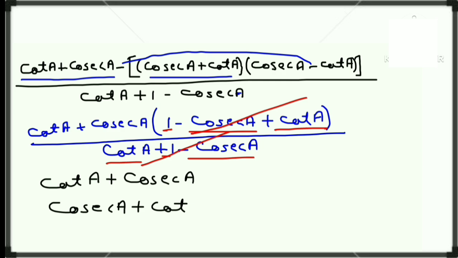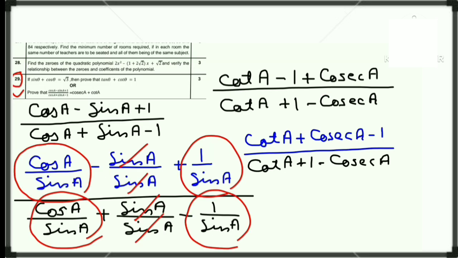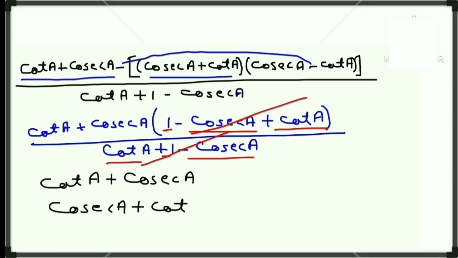Now, according to this question, we had to prove cos A minus sin A plus 1 by cos A plus sin A minus 1 is equal to cosec A plus cot A. So finally, by solving LHS, we have obtained here cosec A plus cot A. So here LHS is equal to RHS. So it has been proved.